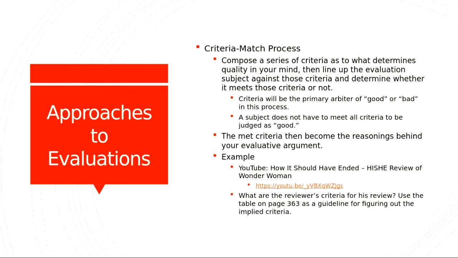Next, approaches to evaluations. The main one we're looking at is the criteria match process, where you're going to compose a series of criteria as to what determines quality in your mind, then line up the evaluation subject against those criteria and determine whether it meets those criteria or not. Okay. Criteria will be the primary arbiter of good or bad in this process. Okay. That's how you're going to set up your standards, what you're going to be doing to judge your subject on whether it's good or not.